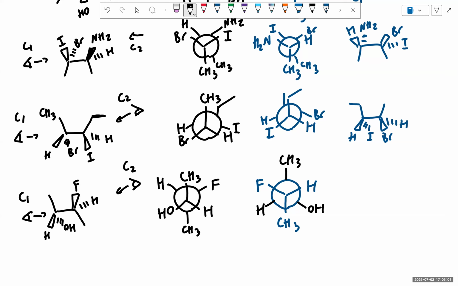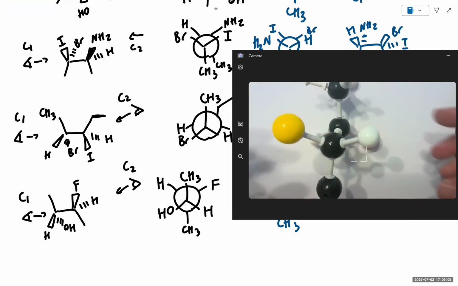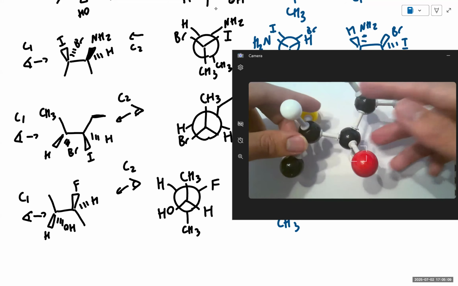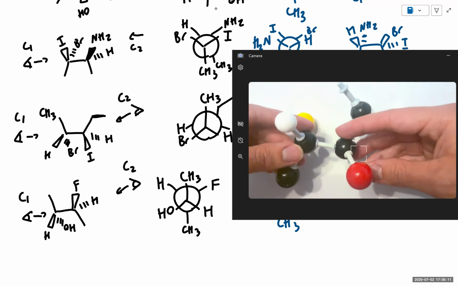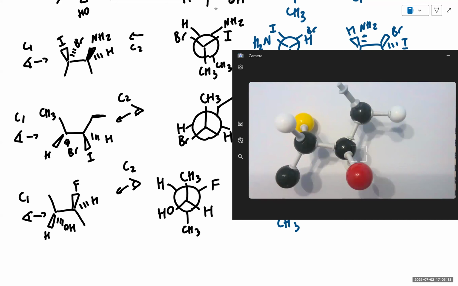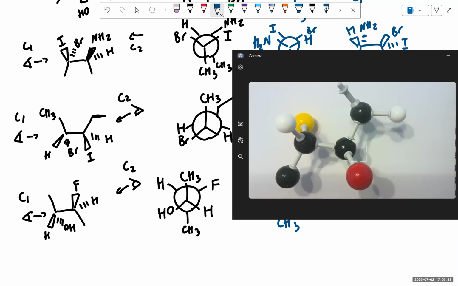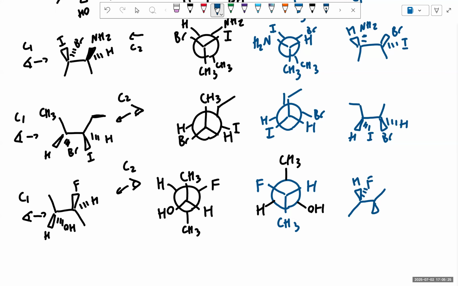As a bonus, let's draw the Dash-Wedge depiction. All we have to do is take this Newman projection and rotate it 90 degrees and draw what we see. This in turn gives us the following depiction where our carbon skeleton has been flipped. The hydrogen is in the front, the fluorine's in the back, the alcohol is in the front, and the hydrogen is in the back.